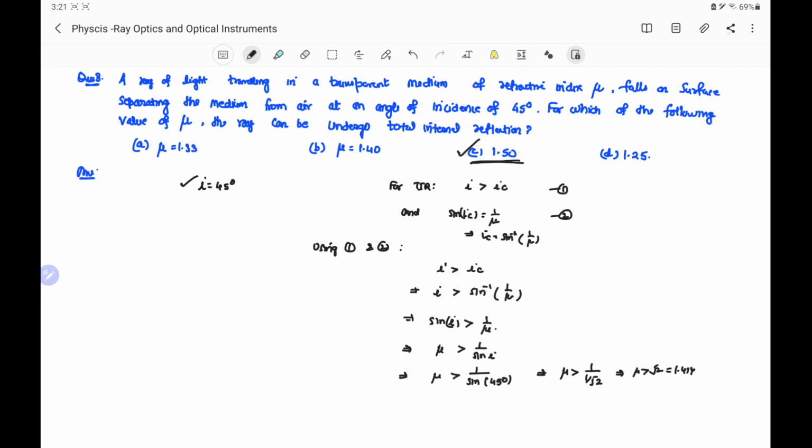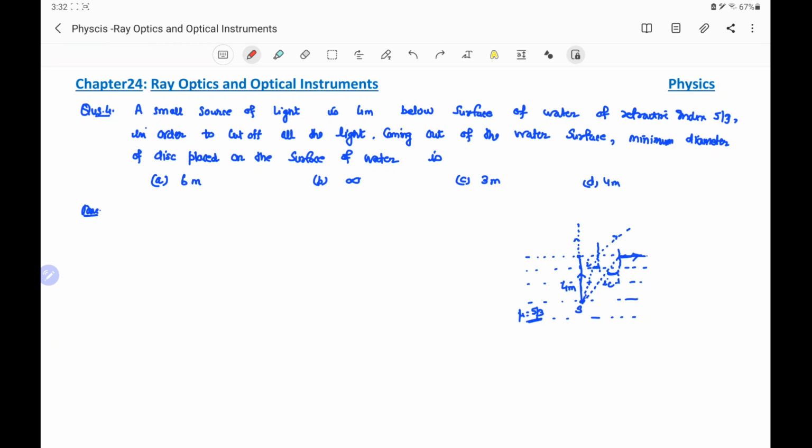Next question is, a small source of light is 4 meters below the surface of water of refractive index 5 by 3. In order to cut off all the light coming out of the water surface, the minimum diameter of the disc placed on the surface of water is.